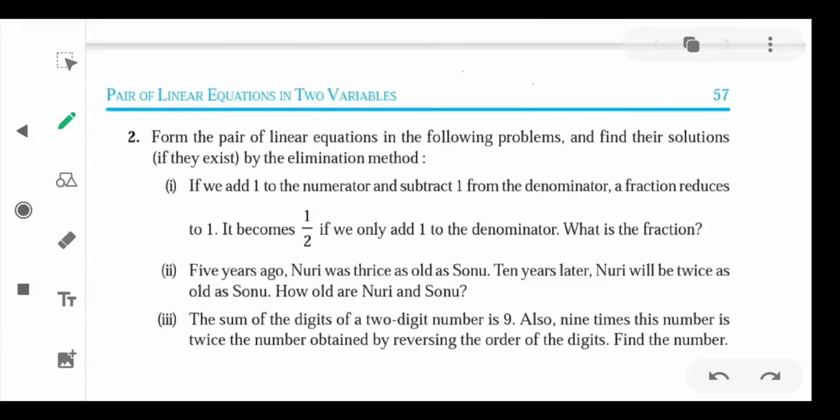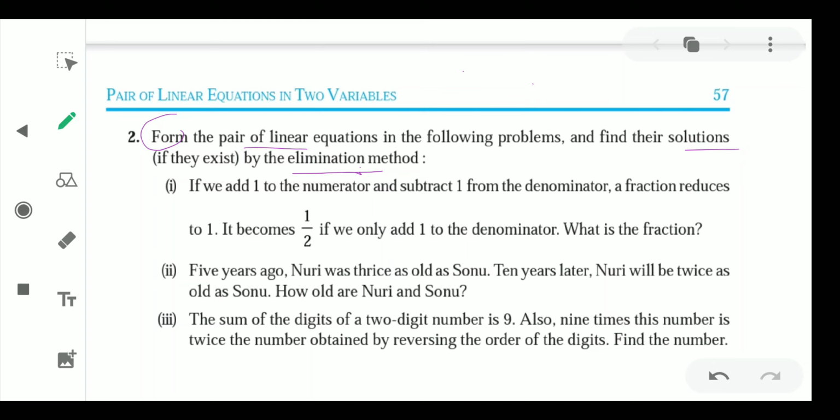Okay, exercise 3.4, problem 2. We have to form a pair of linear equations and then solve these equations by the elimination method. The given problems are verbal problems. From these verbal problems, we have to understand the conditions and frame the pair of linear equations in two variables. That means two equations will form from the given condition. You solve them, get the solution, right?